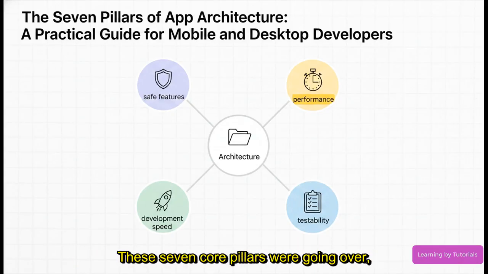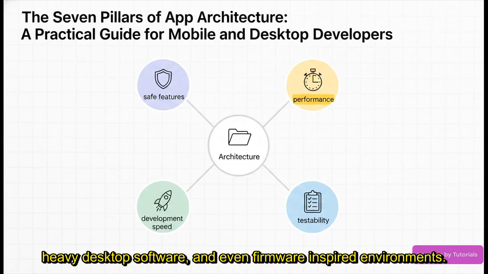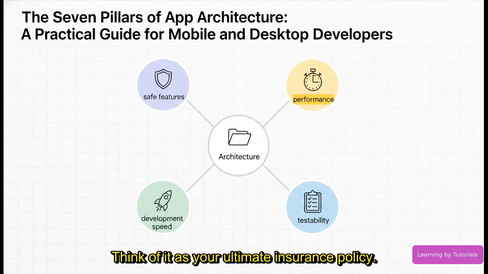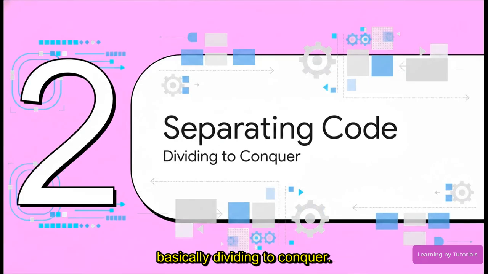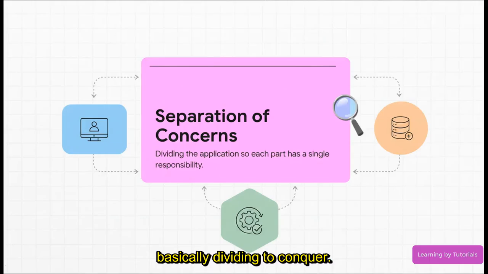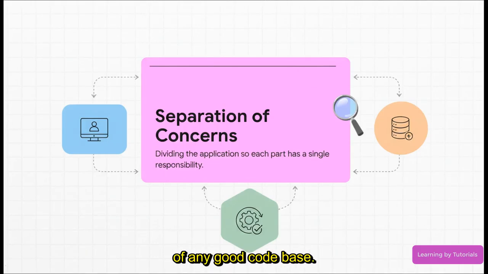These 7 core pillars we're going over provide a framework that applies equally to mobile apps, heavy desktop software, and even firmware-inspired environments. Think of it as your ultimate insurance policy. Moving on to Section 2, separating and modularizing code, basically dividing to conquer. These first 2 pillars are the absolute bedrock of any good code base.